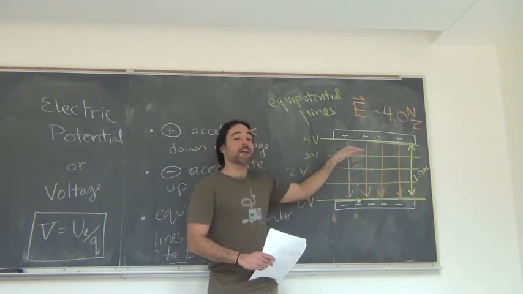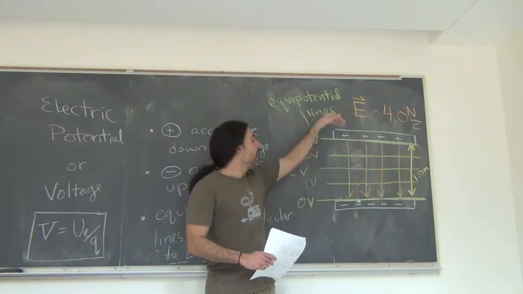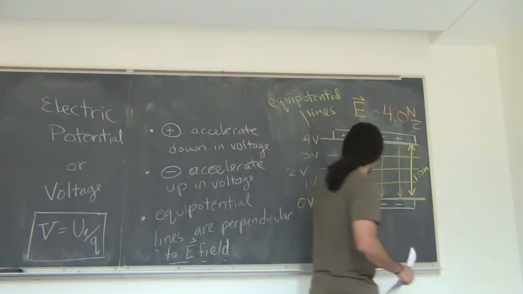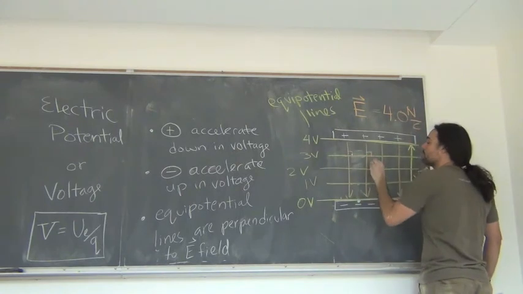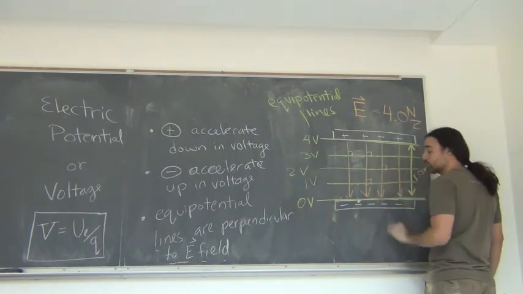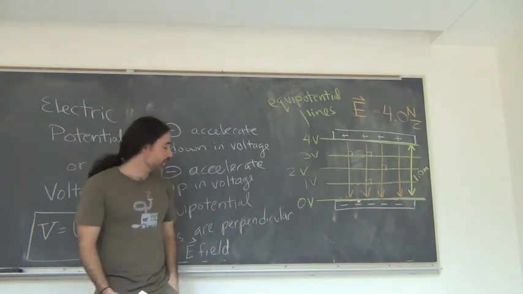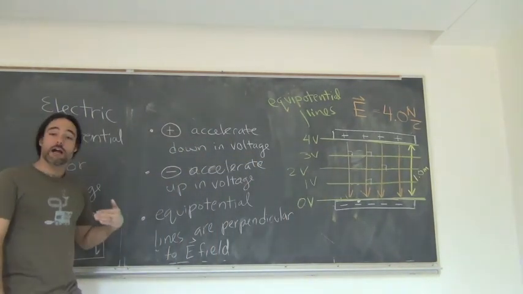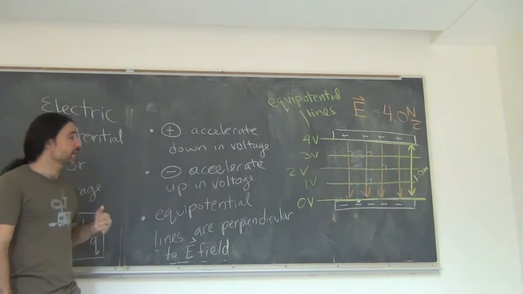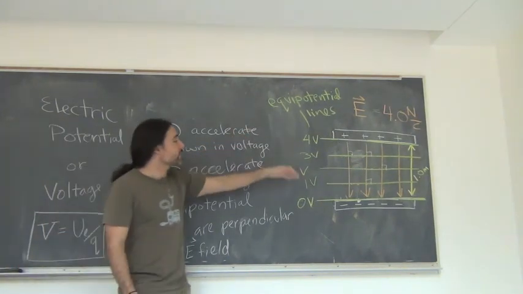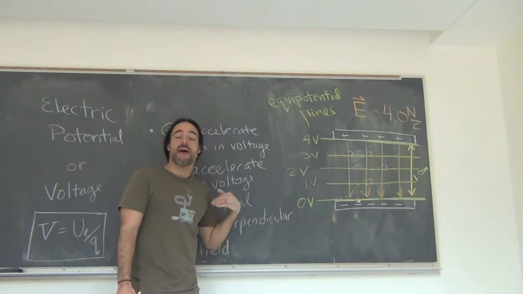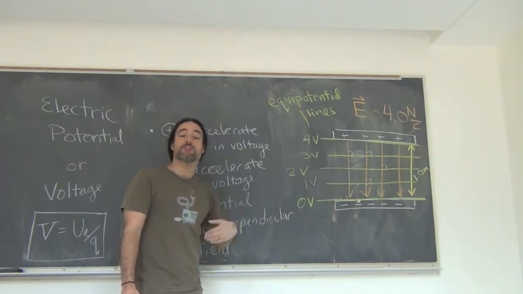So these are our equipotential lines. The electric field, as we can see at all these different points, is going to be perpendicular. And this is generally true, not just for this geometry, but for any geometry: the equipotential lines are going to be perpendicular to the electric field. Again, the electric field points in the direction that the potential is decreasing.